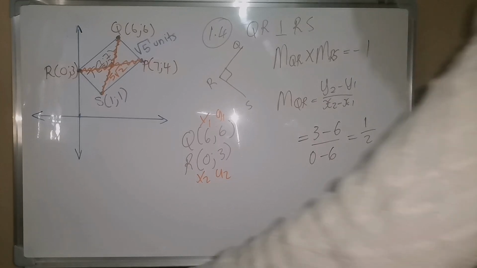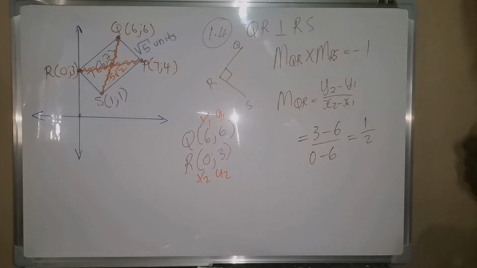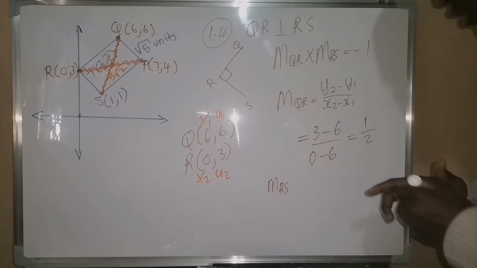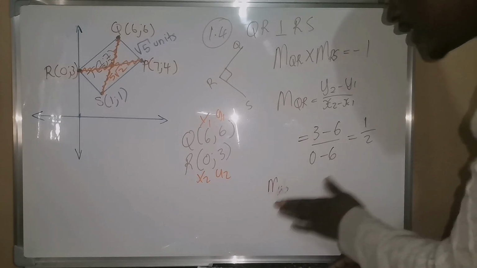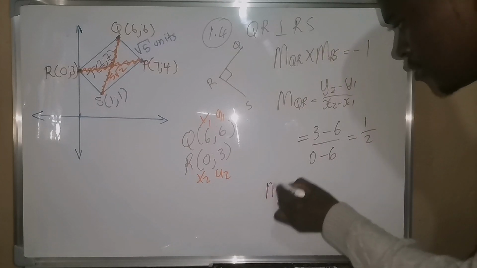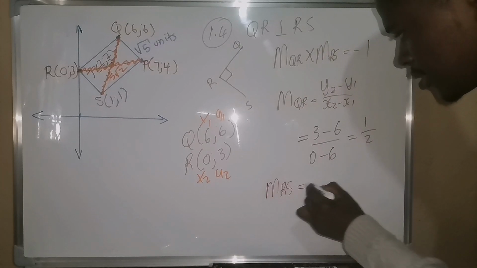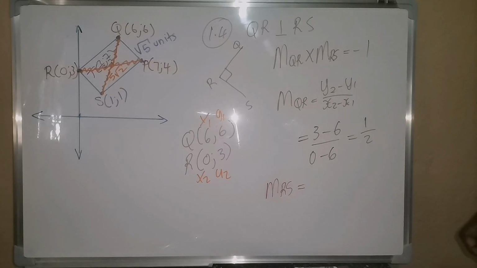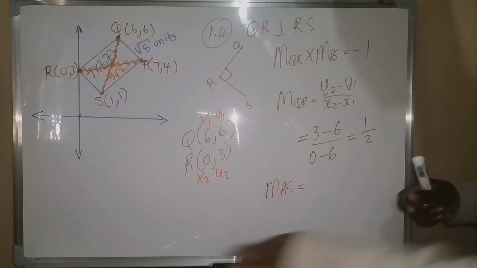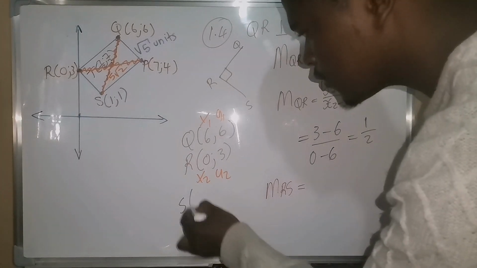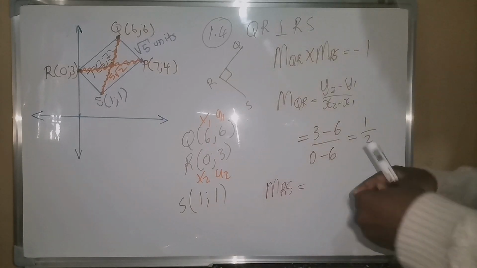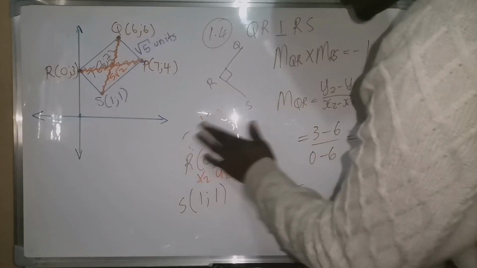Yes. Then now, I'm not done. I need to find the gradient of RS. Let me just use a different color. What is the gradient of RS? Let me write the coordinates of S. What are the coordinates of S? The coordinates of S are (1, 1). Let me just remove the coordinates of Q here.